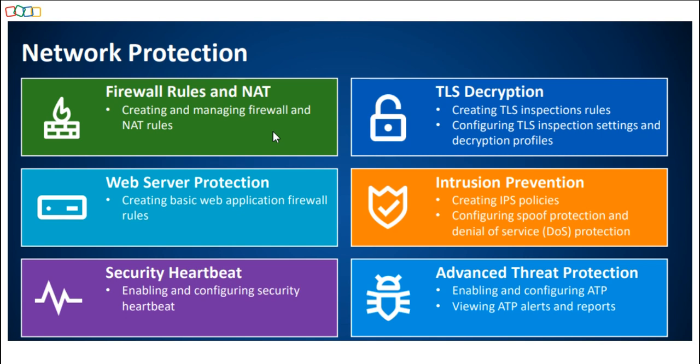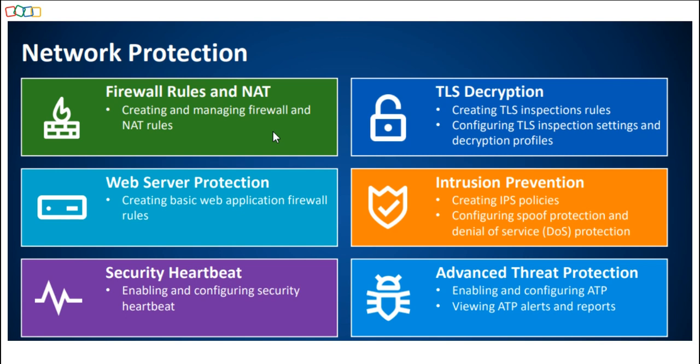Along with firewall rules, we will look into NAT rules, and how we can configure NAT rules to meet business needs. We will see TLS inspection, what TLS inspection rules are, and how to create them. We will also configure TLS inspection settings, and see the inspection profiles, default profile and custom profile, available to inspect TLS traffic. We will look into web server protection, how we can protect our web server from outside, from any unknown attack or threat.